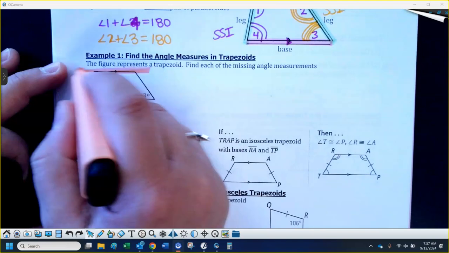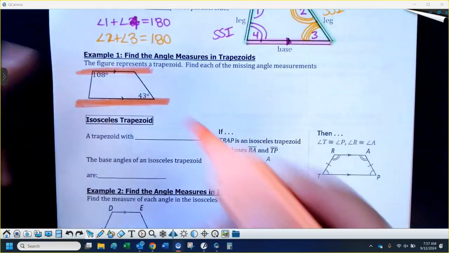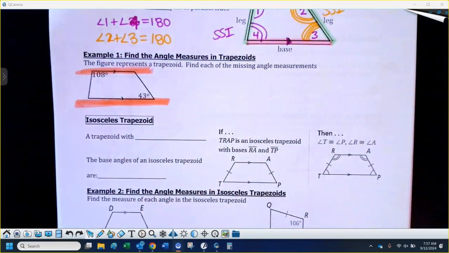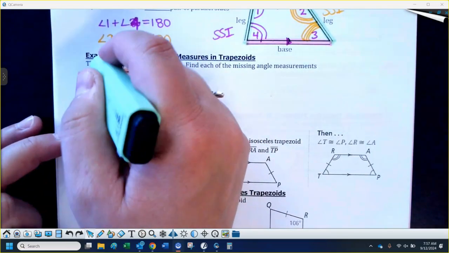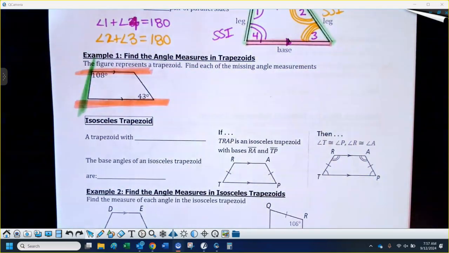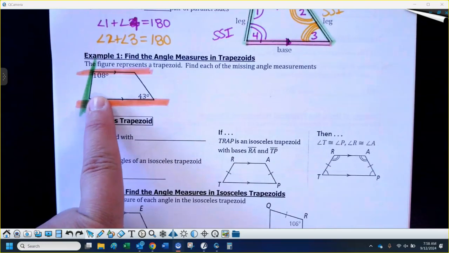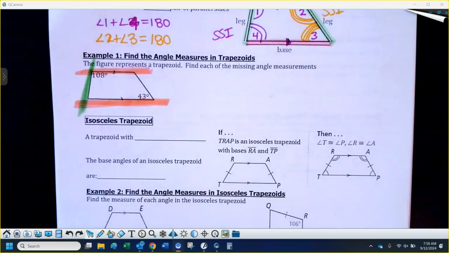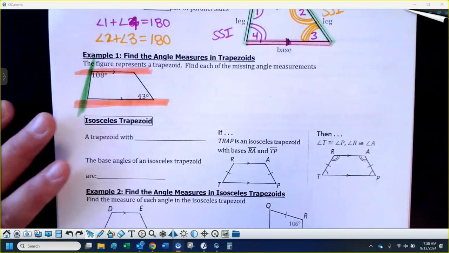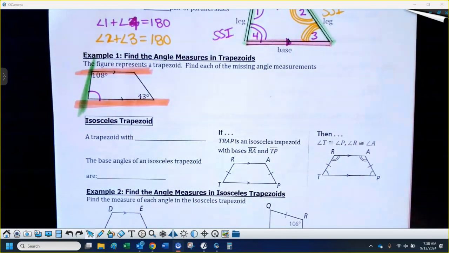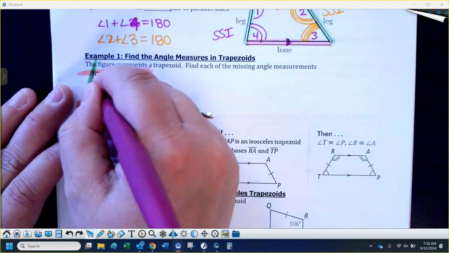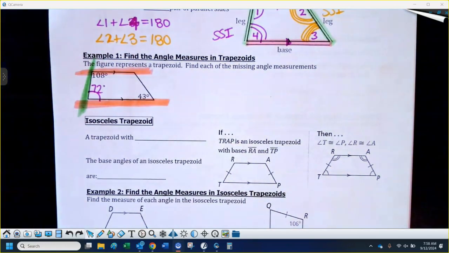All right, so if I gave you this, we've got two parallel lines. You might want a calculator real quick here. These are parallel lines. If I use this as a transversal, how would I find the measure of the angle in the bottom left corner? Right here. What would this angle measure? 72. This and the 108 have to add up to 180.